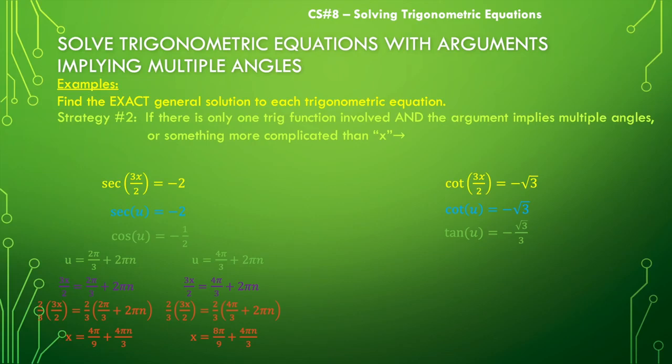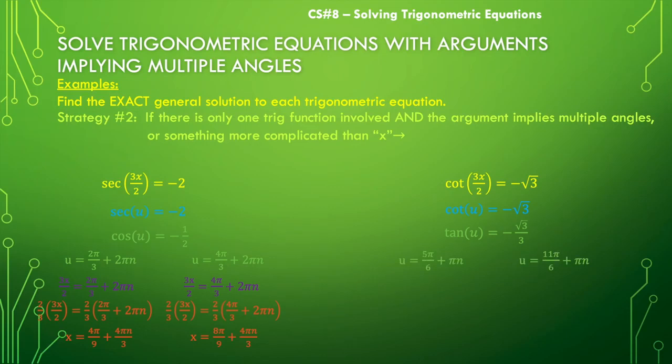Where on the unit circle are there angles that have a tangent of negative square root of 3 over 3? You will find those at 5 pi over 6 and 11 pi over 6. And for that general solution, we'll add a plus pi n for the tangent.